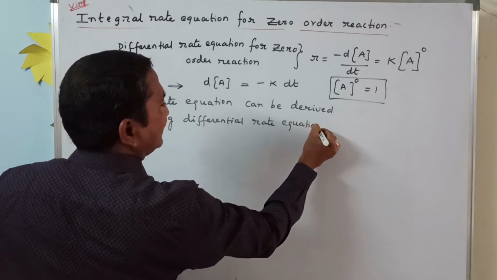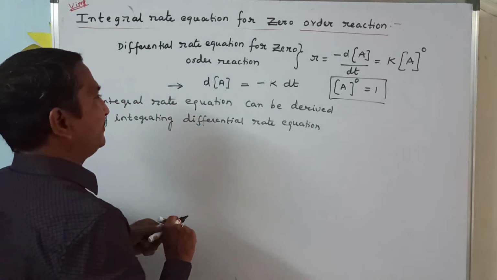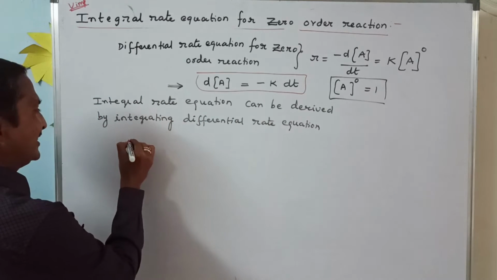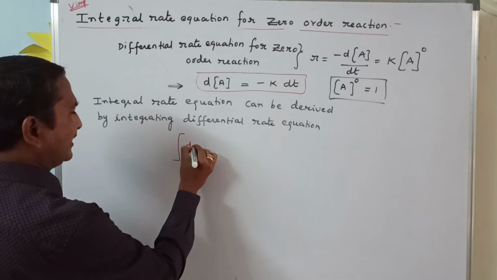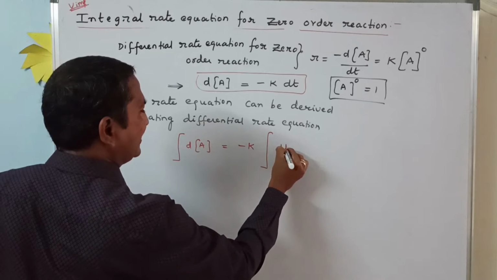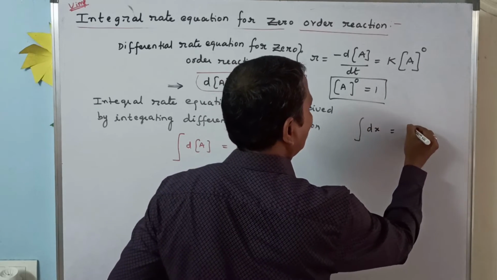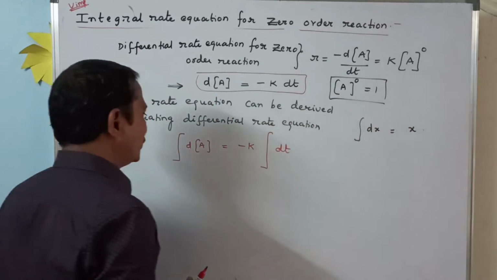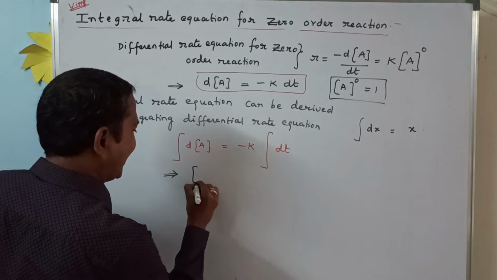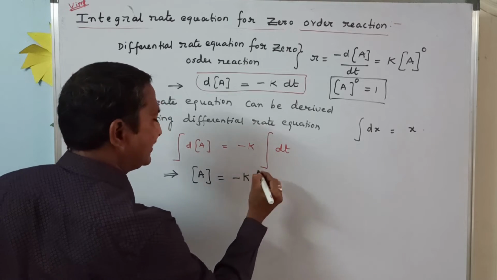Clear all of you? The integral rate equation can be derived by integrating this differential rate equation. Let it be 1. Taking integrals on both sides, integral d[A] is equal to minus k, the constant, integral dt. What we know: integral dx is equal to x. So integral d[A] is equal to [A], that is equal to minus k integral dt. Clear all of you?